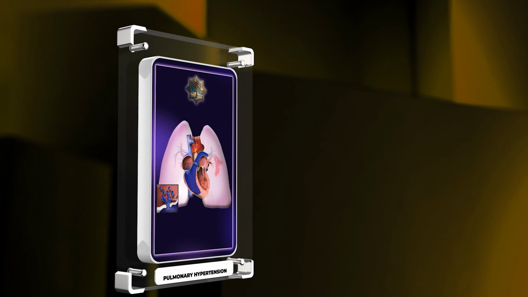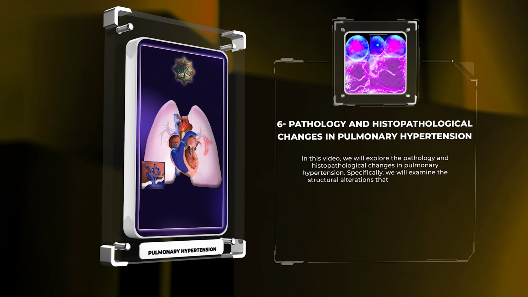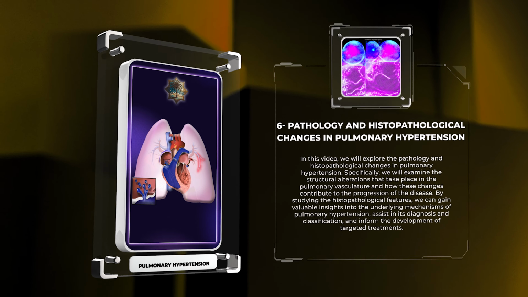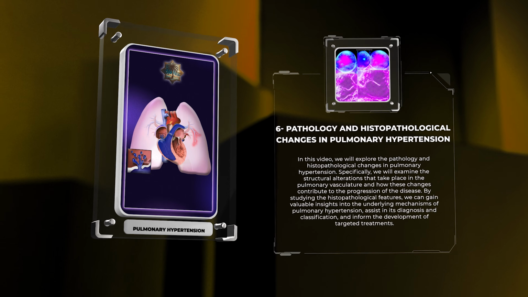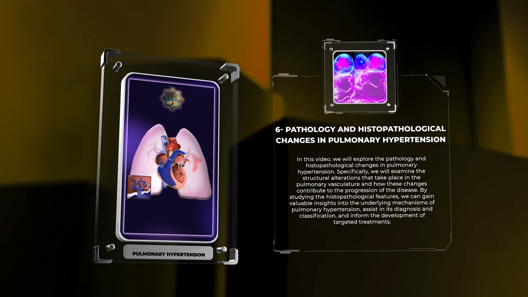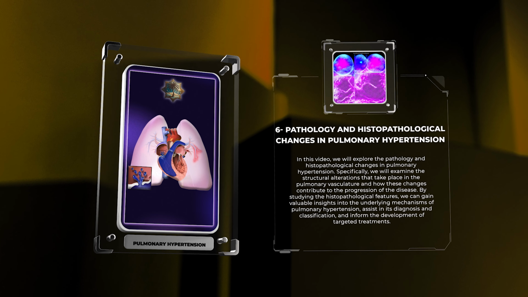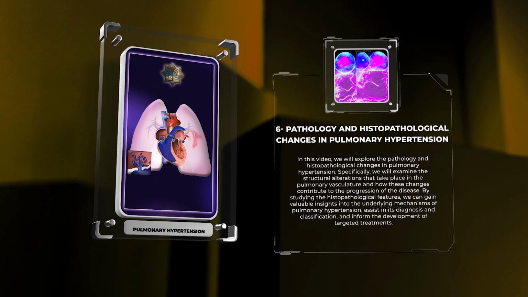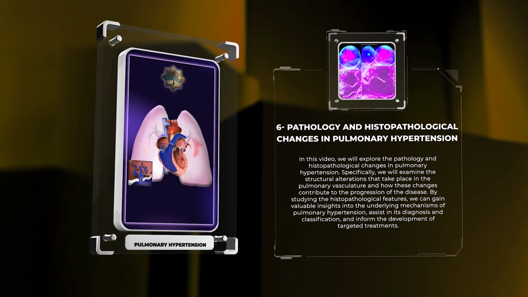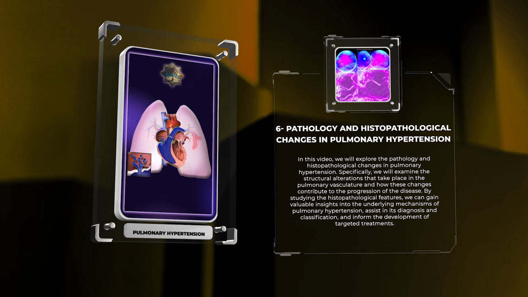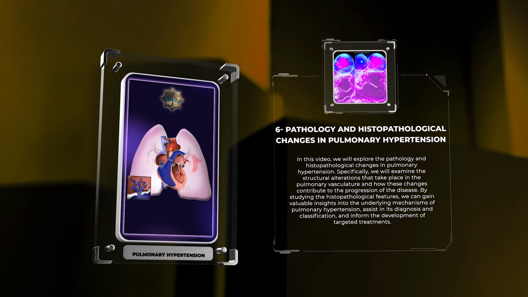In this video, we will explore the pathology and histopathological changes in pulmonary hypertension. Specifically, we will examine the structural alterations that take place in the pulmonary vasculature and how these changes contribute to the progression of the disease. By studying the histopathological features, we can gain valuable insights into the underlying mechanisms of pulmonary hypertension, assist in its diagnosis and classification, and inform the development of targeted treatments.